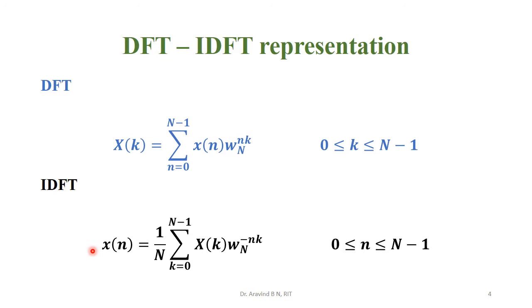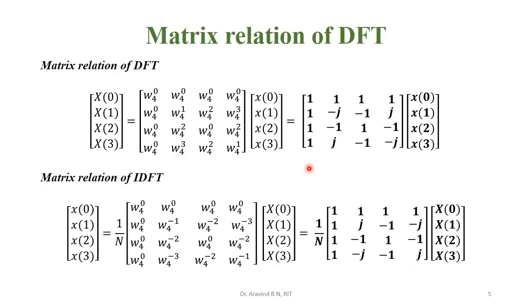IDFT is given by x of n is equal to 1 by N summation k is equal to 0 to N minus 1, X of k omega_N^{-nk}, for all the values of n ranging from 0 to N minus 1. Then we are going to have the matrix relation of the DFT. Remember, it is only for N is equal to 4, not less than 4 or greater than 4. It is exactly for N is equal to 4 we are represented, and the same is being given here also. So for N is equal to 4, the matrix relation of the DFT is given by this matrix representation. For N is equal to 4, the IDFT matrix is represented like this.